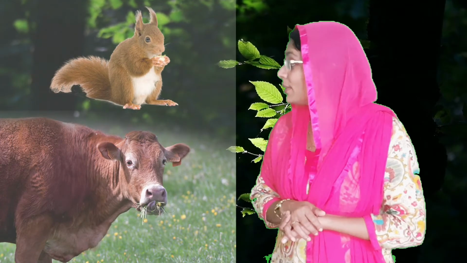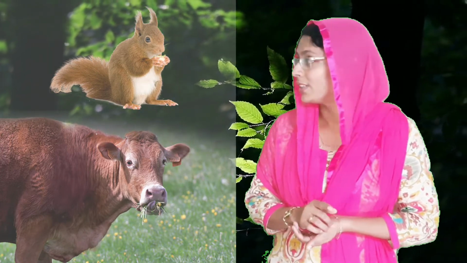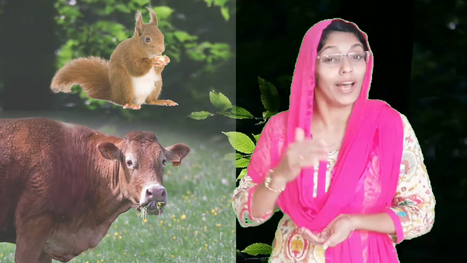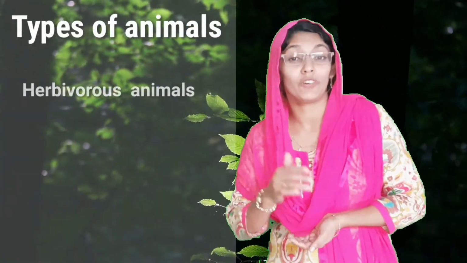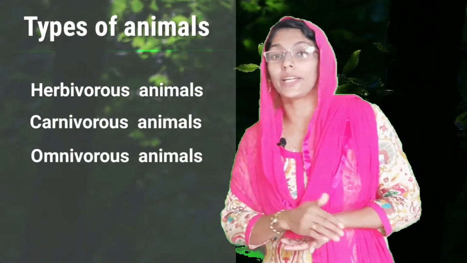What is this? Yes, two animals are eating food. Do they eat the same food? No, they are eating different food. We know that different animals eat different kinds of foods. We already learned about different types of animals: herbivorous animals, carnivorous animals and omnivorous animals.